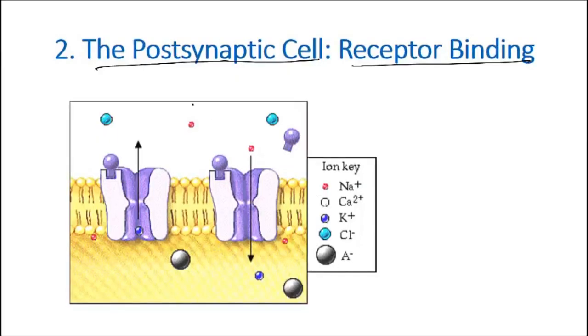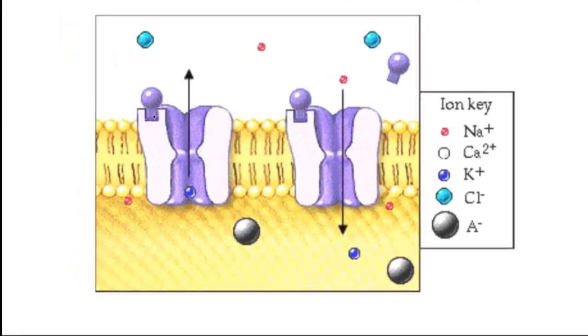The second step occurs at the postsynaptic cell. That's known as receptor binding. When the neurotransmitter is released, it will bind to the receptor on the surface of the postsynaptic neurons. Okay? Chemically gated ion channels will open up, because these ion channels are normally closed without the chemical neurotransmitters. But whenever the neurotransmitters are attached to this receptor, they remain open.